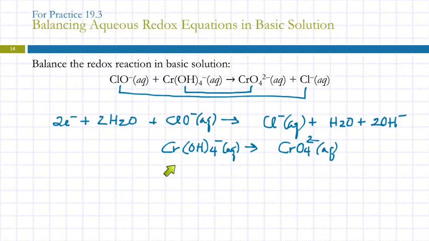So let's look at this one down here. There's chromium and chromium, so that's okay. Got 4 oxygens and 4 oxygens. Wow, this is going well. 4 hydrogens. How do I balance the hydrogens? Add hydrogen ions. So I need to add 4 hydrogen ions to this side to balance the mass. But it's in basic solution, so then I've got 4 hydrogen ions. I need to add 4 hydroxide ions. And this I'm going to do to both sides because I had it mass balanced and I don't want to screw that up.